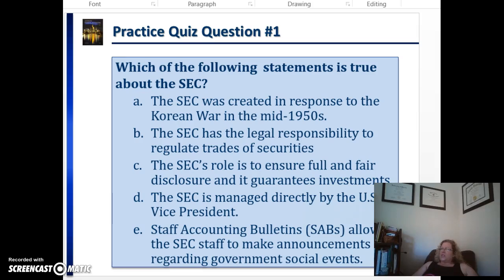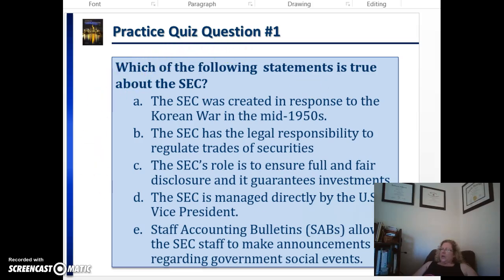Okay, so let's take a quick little practice quiz. Which of the following statements is true about the SEC? A, the SEC was created in response to the Korean War in the mid-1950s. B, the SEC has the legal responsibility to regulate trades of securities. C, the SEC's role is to ensure full and fair disclosure and it guarantees investments. D, the SEC is managed directly by the U.S. Vice President. And E, staff accounting bulletins, SABs, allow the SEC staff to make announcements regarding government social events.